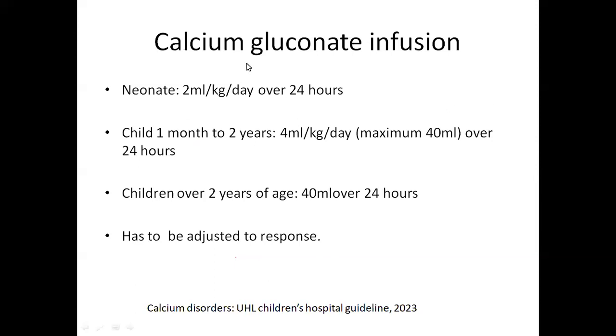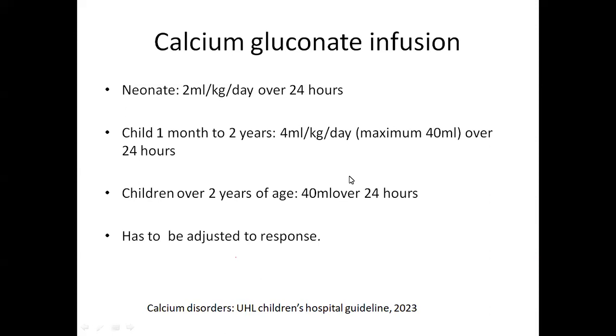Once you have treated the symptoms and given a calcium correction, you need to give the infusion for 24 hours. The dose for that in neonates is usually 2 ml per kg per day, for 1 to 2 years it's 4 ml per kg per day, and for a child above 2 years the maximum is 40 ml. You need to adjust it to response. So you need to repeat the calcium levels and see whether the child is symptomatic or asymptomatic now. Depending on that, you need to titrate your dose of infusion. It's an infusion, not the bolus we were talking about.